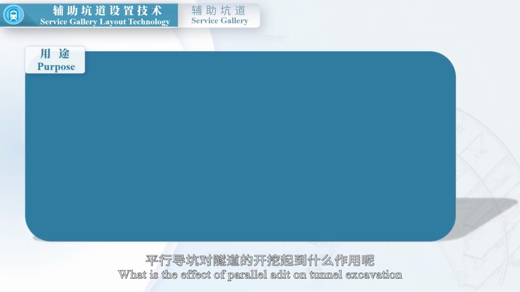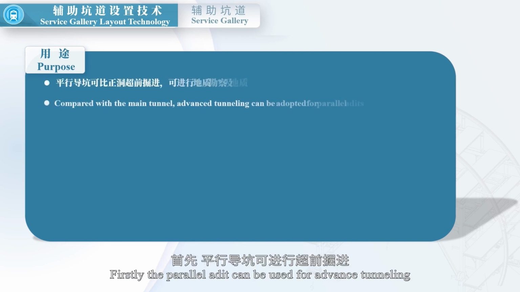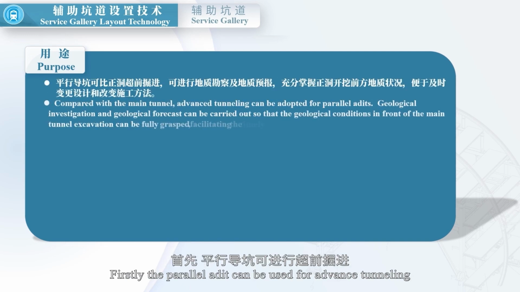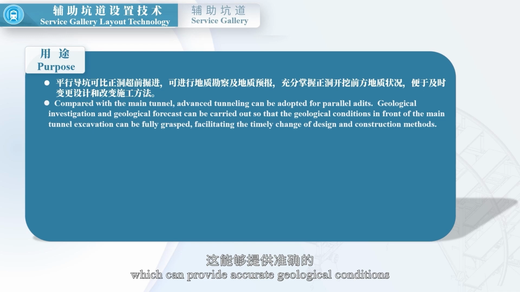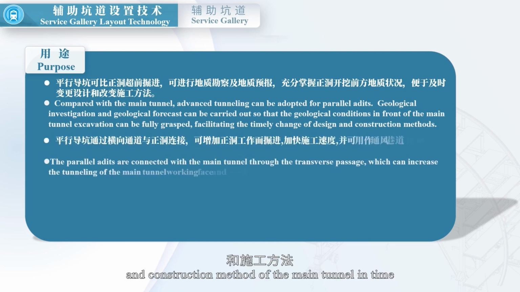What is the effect of parallel adit on tunnel excavation? Firstly, the parallel adit can be used for advanced tunneling, which can provide accurate geological conditions in front of the main tunnel excavation, and is conducive to changing the construction design and construction method of the main tunnel in time.